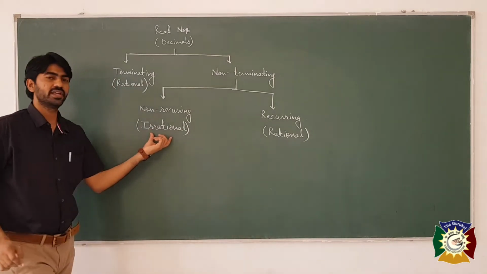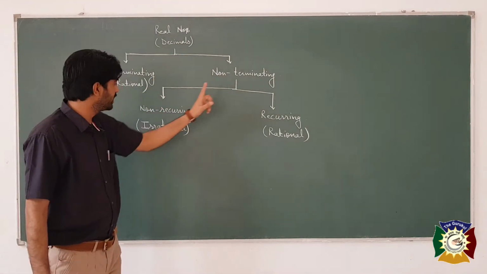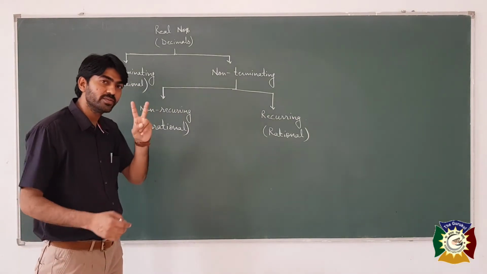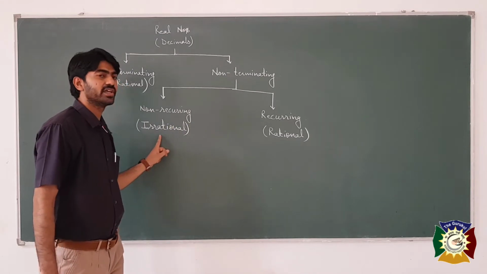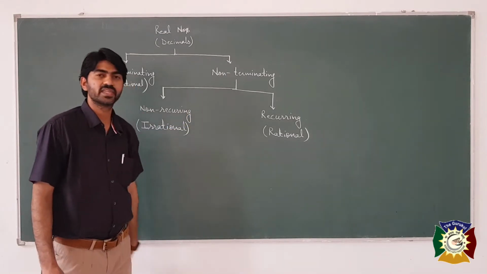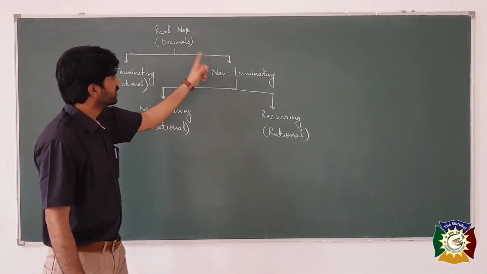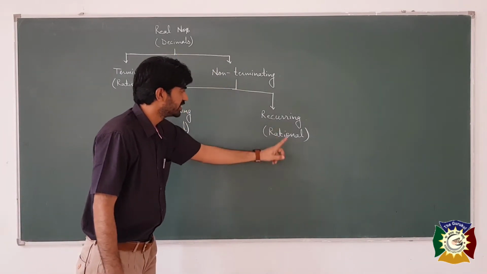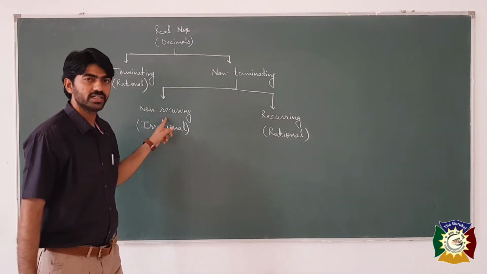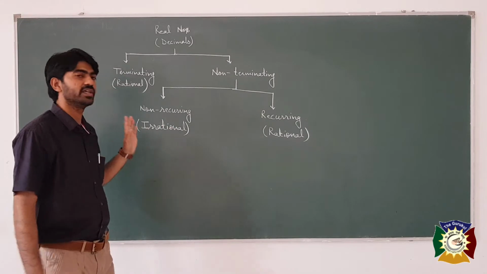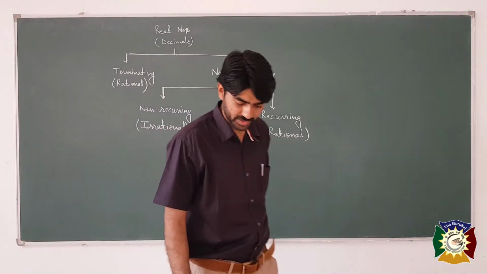So this is the category of decimals. Again I repeat, if it is non-terminating and non-recurring, then it is irrational, otherwise it is rational. Decimal terminating, rational. Decimal non-terminating but repeating, then rational. If it is non-terminating and non-recurring, non-repeating, then it is irrational. So this way we can categorize the decimal numbers.